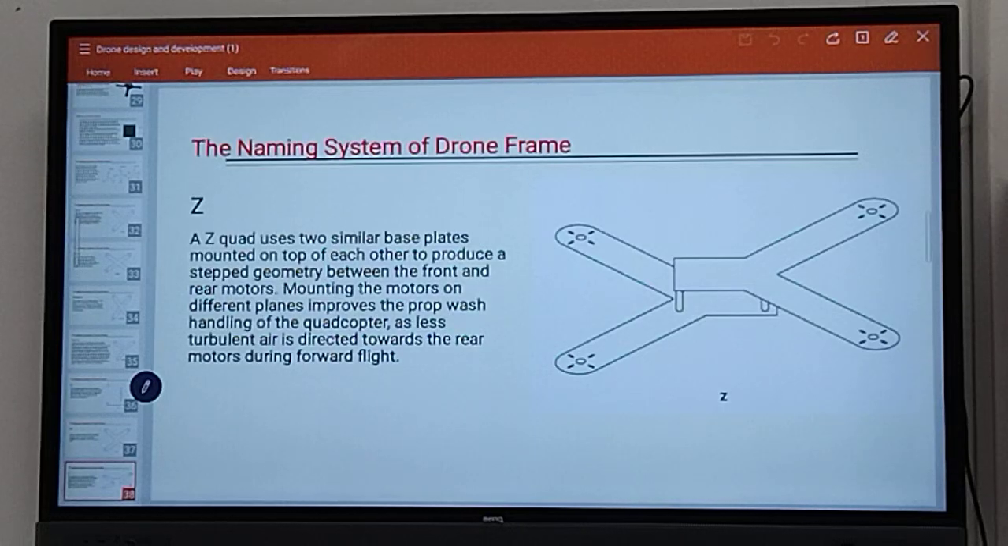Then Z. A Z frame uses two similar base plates mounted on top of each other to produce a step geometry between the front and rear motors. Mounting the motors on different planes improves the prop wash handling of the quadcopter as less turbulent air is directed towards the rear motor, being forward type. Don't part of it and disrupt the air.